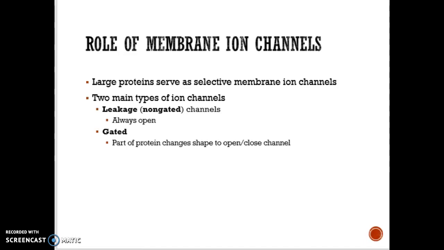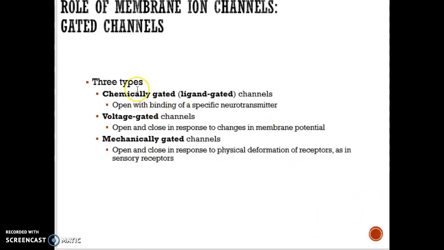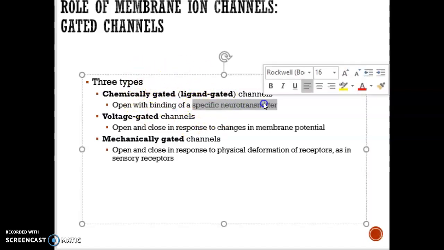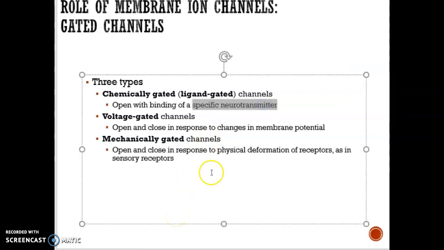Now, leakage channels and gated channels we saw way back in Chapter 3. No surprises here. Leakage channels are always open. Gated channels need to have something to change the shape. What causes that to happen? Well, of course, chemicals, voltage, or mechanical, right? We just said. Chemically gated channels are going to be those ligand gated channels. They are utilizing some type of binding of a chemical, in our case mostly neurotransmitters. Then there's the voltage gated channels, which use electricity, and mechanical, of course, has to have a physical deformation in order to change its shape.